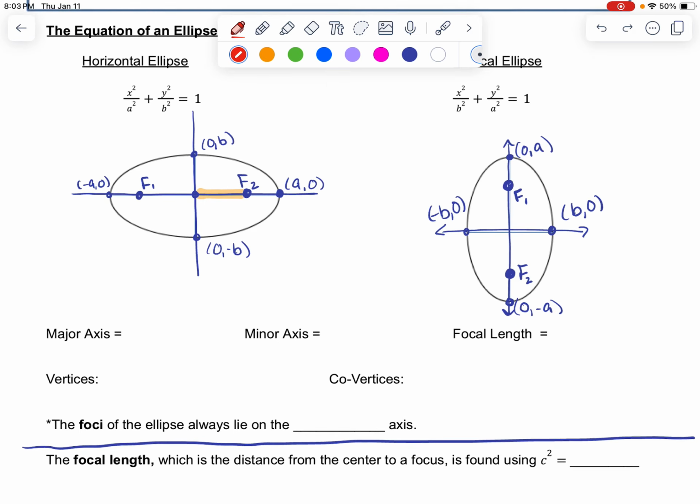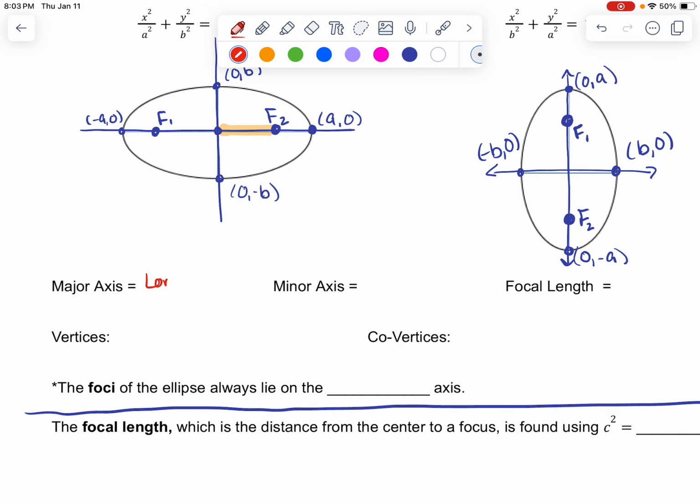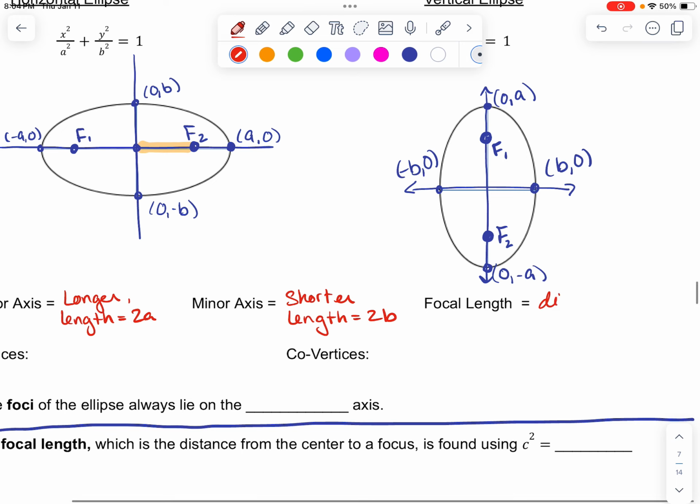Okay, so the major axis, this is the one that is longer, and it always will have a length of 2a. The minor axis is shorter, and the length equals 2b. The focal length is the distance from the center to a focus.